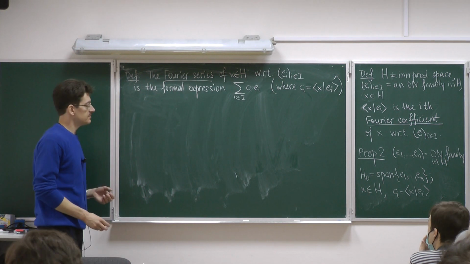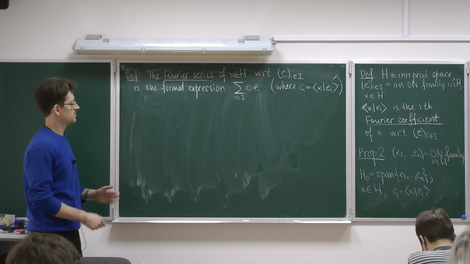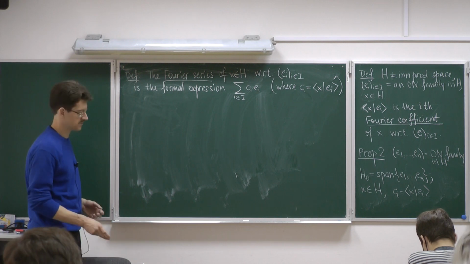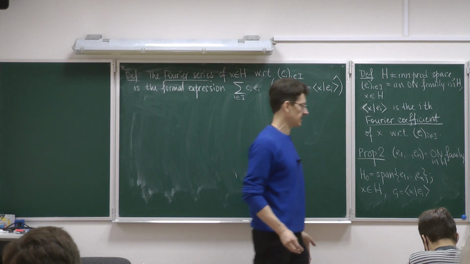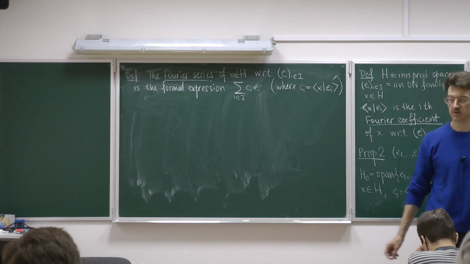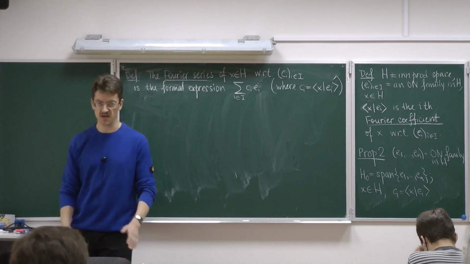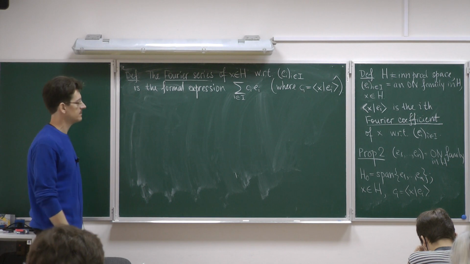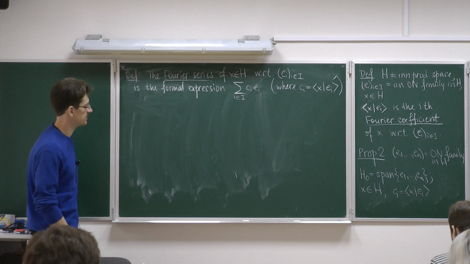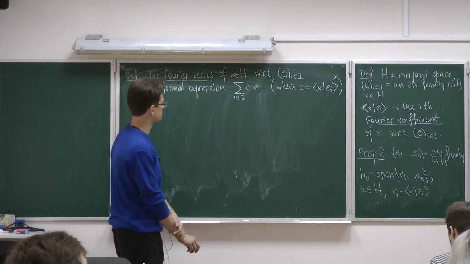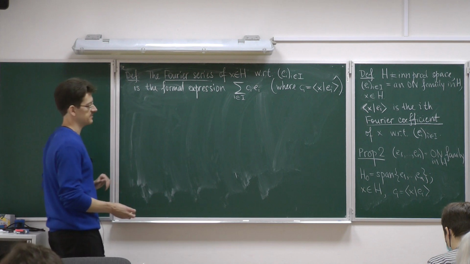So at this point, the Fourier series is only a formal expression. I don't claim that it converges. I don't claim that it converges to X, and in general, I don't claim that it converges in H. We will see soon, however, that if H is complete, then this series always converges. Not necessarily to X, but always converges. But at this point, this is a formal expression.